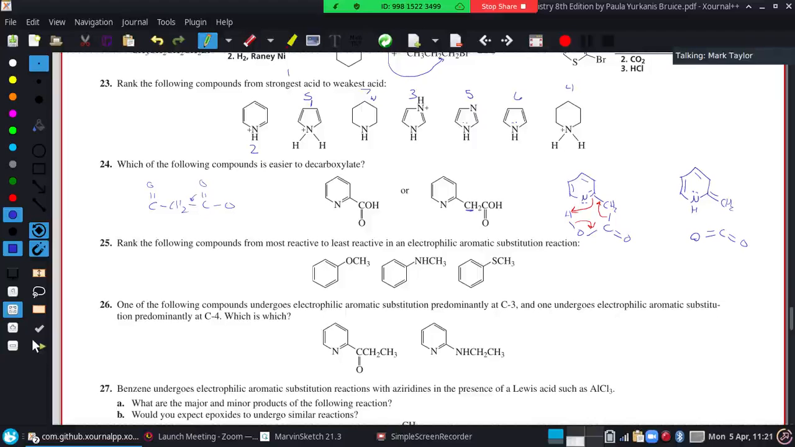Alright, now next one we're ranking most to least toward electrophilic aromatic substitution. Now, all of these have that lone pair on them, so they are all activators. And last chapter we kind of left them all in the strong activator category. But if I had to rank them, let's see.